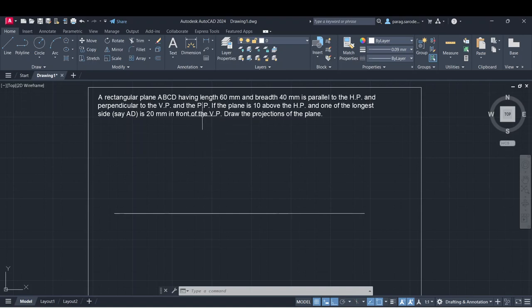So for such a question, first understand what is given and what type of object it is, then you start the drawing. It is mentioned it is a rectangular plane. They have also mentioned the sides, which you should name ABCD. They have mentioned the length, which is 60 mm, and the width of the rectangular plane, which is 40 mm. Then it is parallel to HP, so the plane is placed in such a way that it is parallel to HP, and it is perpendicular to VP. What does it mean?